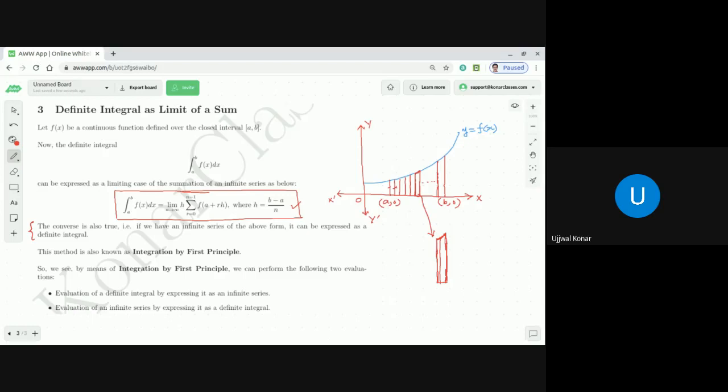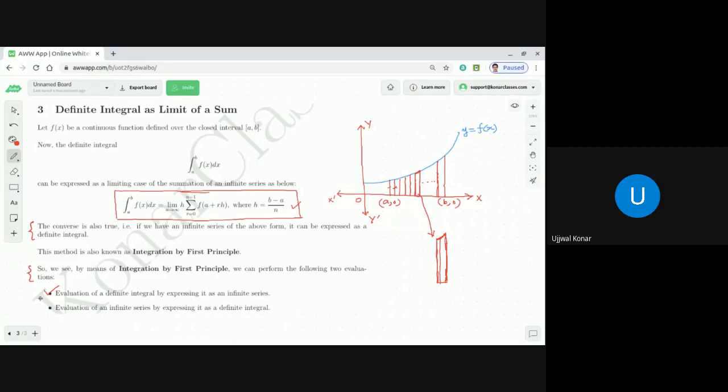Hence I said, what is the area under a curve and how that area is actually found. So we see, by means of integration by first principle, we can perform the following two evaluations. The first one is the evaluation of a definite integral by expressing it as an infinite series.